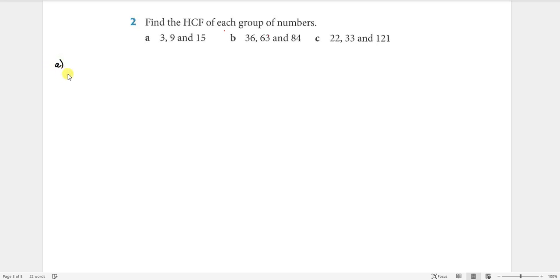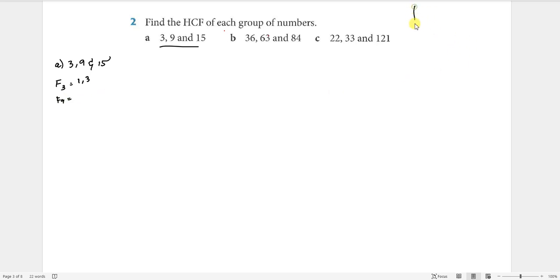A. Find the HCF of each group of numbers. Okay, so here we have 3 numbers now. 3, 9, and 15. So let's begin. Factors of 3 first are 1 and 3. Factors of 9.